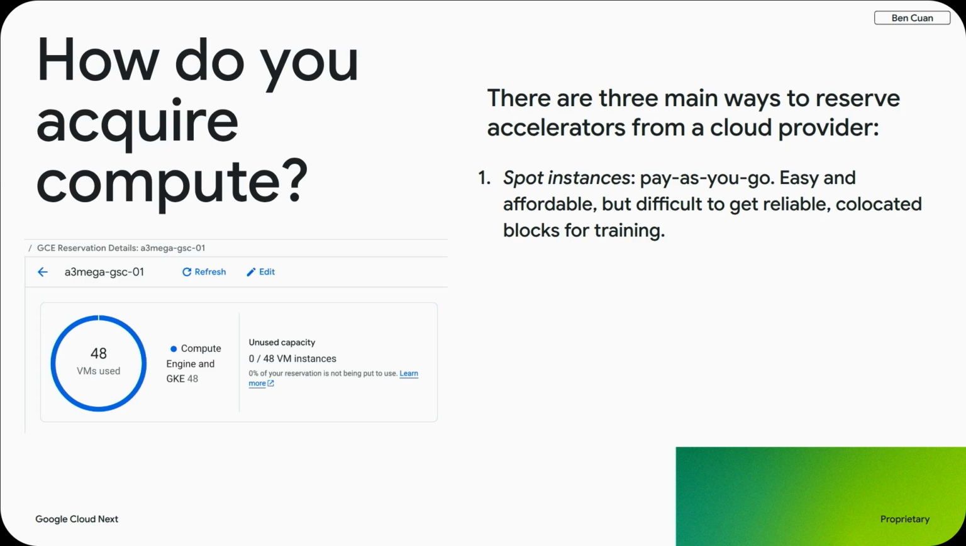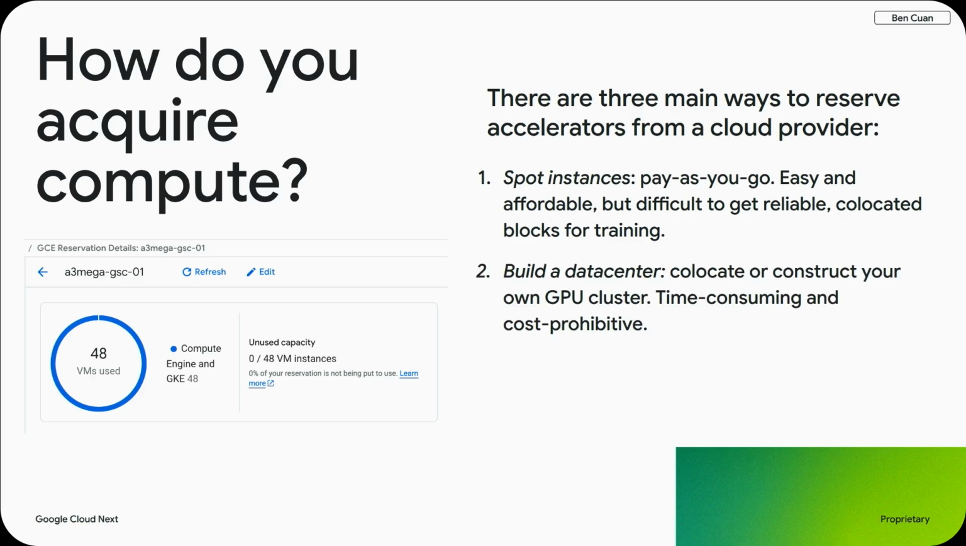So you kind of just go up to a cloud provider and be like, hey, just give me whatever you have at the moment, and I'll pay whatever the market price is. So this is a really great entry point into getting accelerators, but it's really hard to get reliable and co-located blocks at the scale that we need for training. So then, okay, we can build a data center and go the complete opposite direction. But of course, this comes with a lot of problems, such as, it's really difficult and expensive and time consuming.